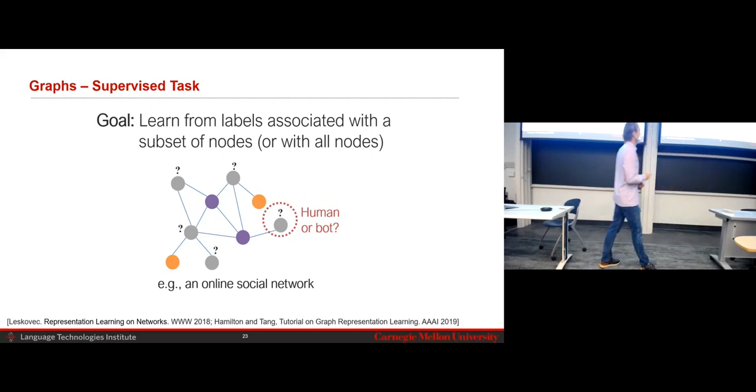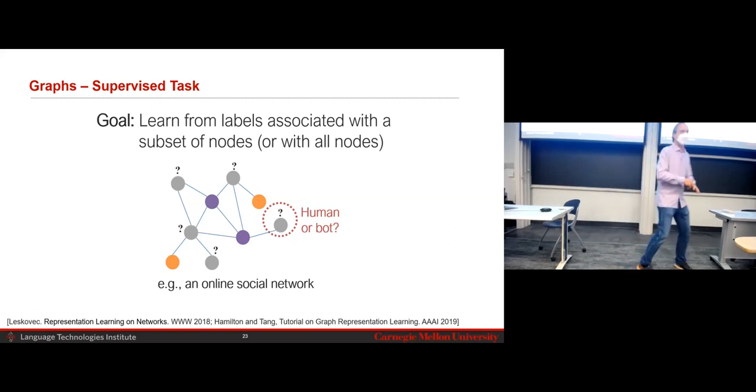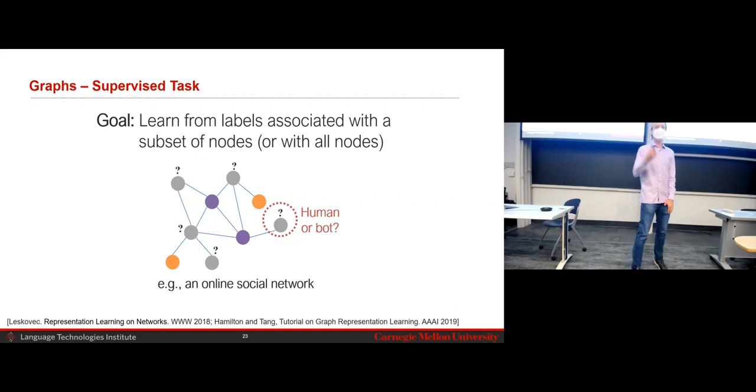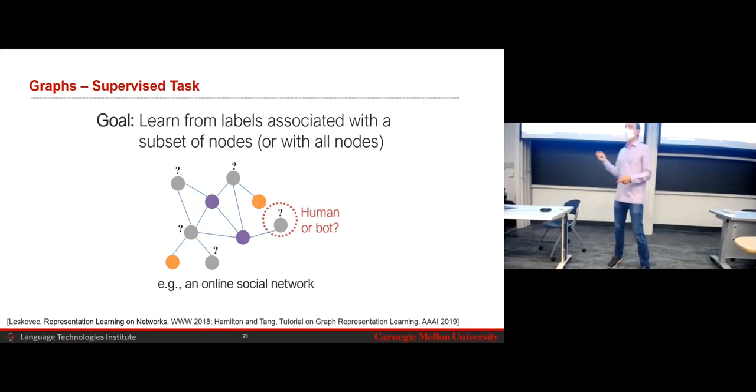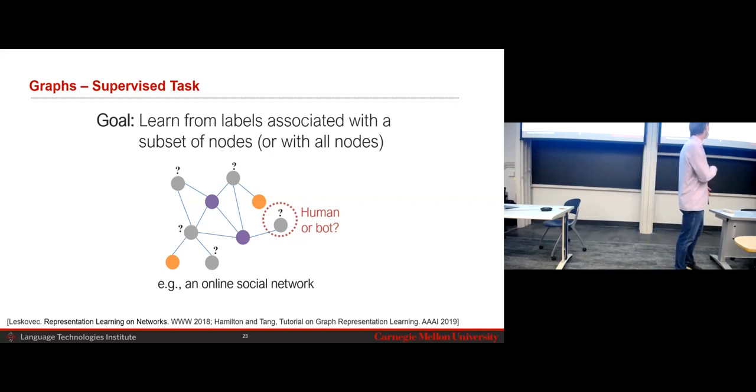But in this case, I have a network, and I already annotated some people as being, are they human or bots? It's a very popular topic on social networks like Twitter and X, which one is a real human and which one is a bot. And the typical supervised learning way would be to just have all these samples. You have a bunch of samples and you say, I already annotated bots and humans.